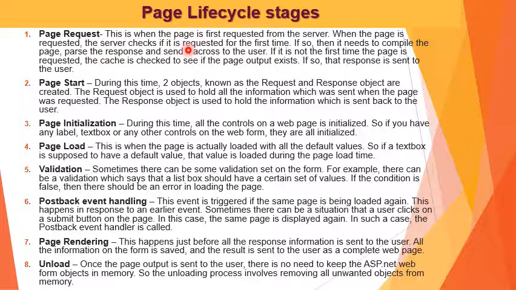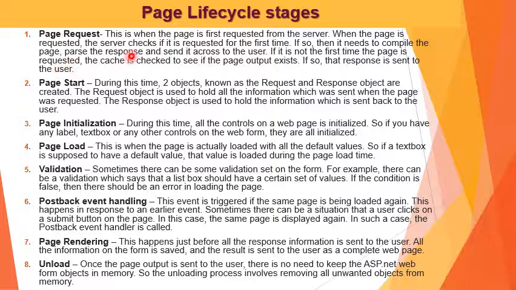So in the first stage, the page will be requested for the first time, or it may be requested multiple times. If it is the first time that the page is requested, the page will get a response and be sent to the user. And if it is not the first time the page is requested, the cache inside the memory will be checked, and if the page output exists, that response will be sent to the user.